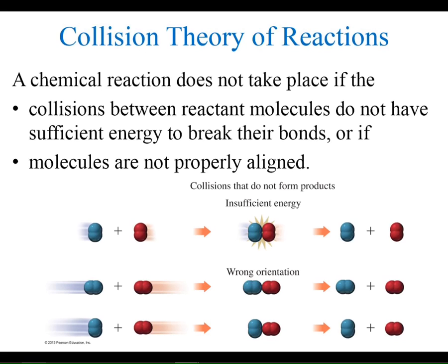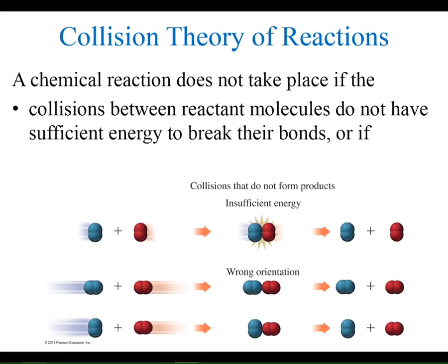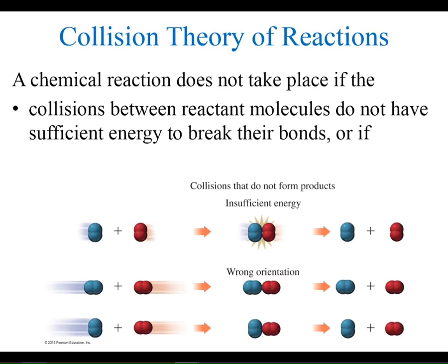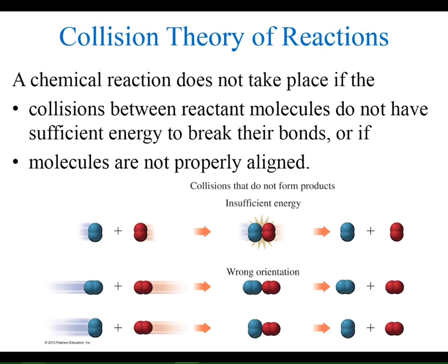And the other thing is, they have to collide the right way. So if my goal, like I showed you on that previous slide, is to take an N2 and an O2, collide them, break these, and then reattach them into NOs, it has to happen a certain way. It can't just happen, like you see here, if they collide end to end or end to side or things like that. So the orientation is important. You've got to have a collision, enough energy in the collision, and the right orientation when they collide.